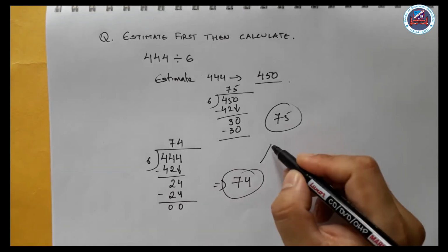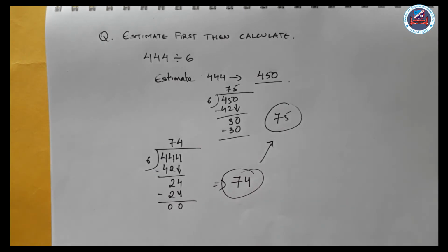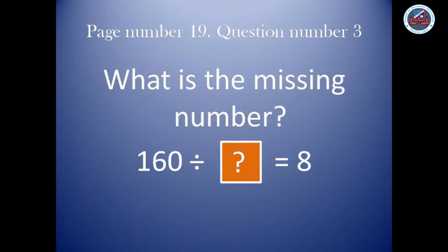Now 74 is very close to 75. So we can say that the answer is reasonable and correct. What is the missing number? 160 divided by something is giving you 8.